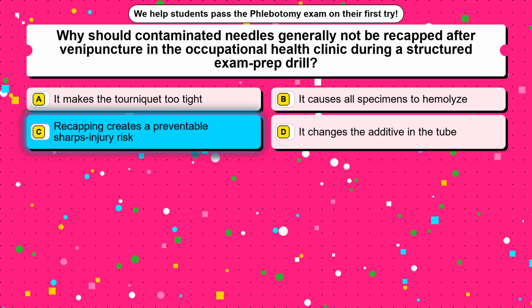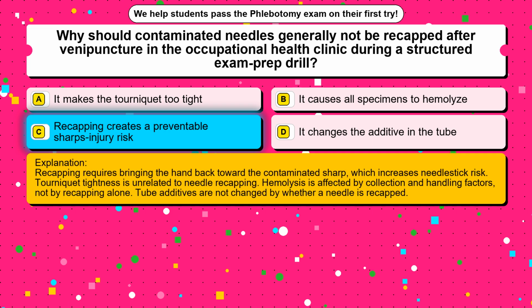The correct answer is option C. Recapping creates a preventable sharps injury risk. Recapping requires bringing the hand back toward the contaminated sharp, which increases needle stick risk. Tourniquet tightness is unrelated to needle recapping. Hemolysis is affected by collection and handling factors, not by recapping alone. Tube additives are not changed by whether a needle is recapped.